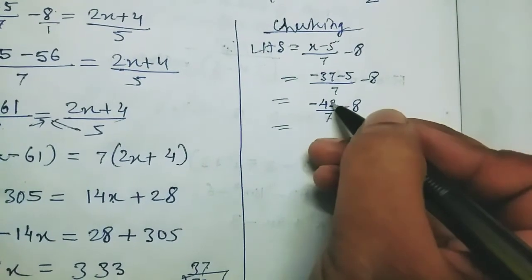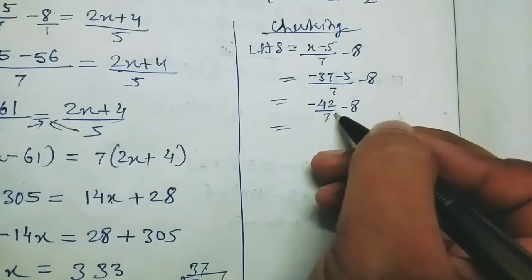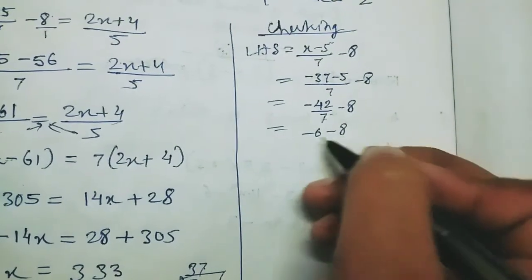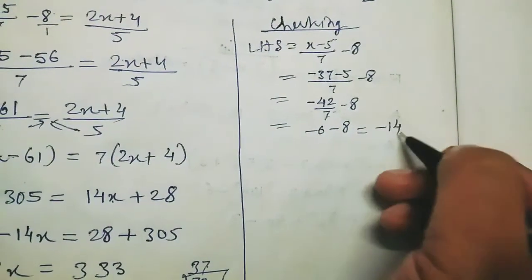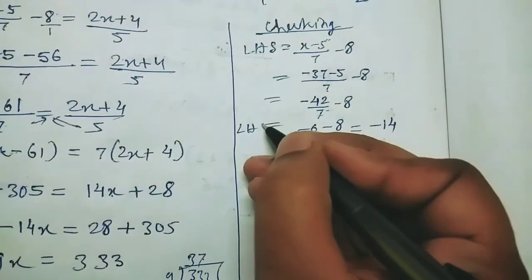So now 7 and 42, it will be divided. 7 times 6 is 42. So it will be minus 6 minus 8. So minus 6 minus 8 is what? Minus 14. So LHS is minus 14.